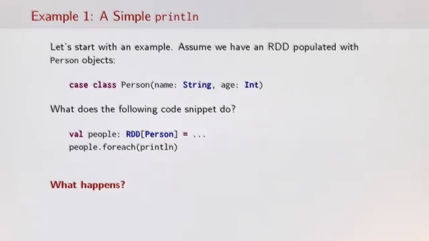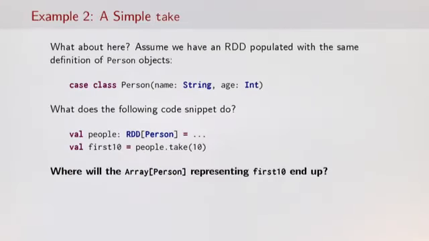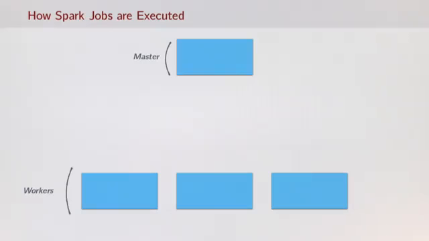Actually, before answering that question, let's look at a second example. Assuming, again, we have an RDD full of these Person objects, and I say people.take(10), what happens? Where will the array of Person objects that is returned by take(10) end up? I'll let you think about this too. Before I give you the answer for both examples, let's first look at how Spark jobs are executed.